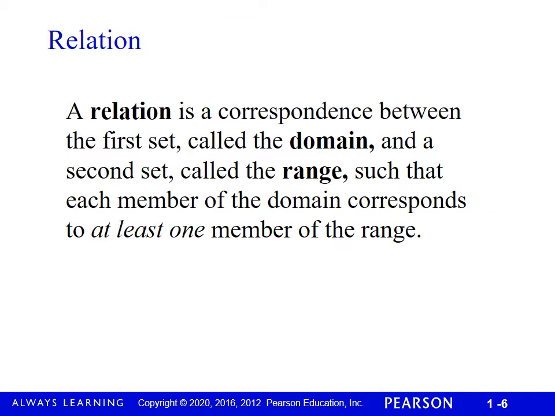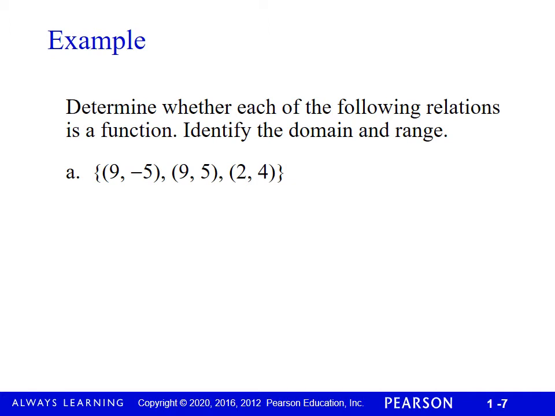A relation is just simply any correspondence between the first set, the input called the domain, and the second set called the range or the output, such that each member of the domain corresponds to at least one member of the range, okay? So you just get some kind of output, all right? A function is a certain kind of relation, and we've already talked about that: if you have same input, same output every time, it's a function. Same input, different output, it's not.